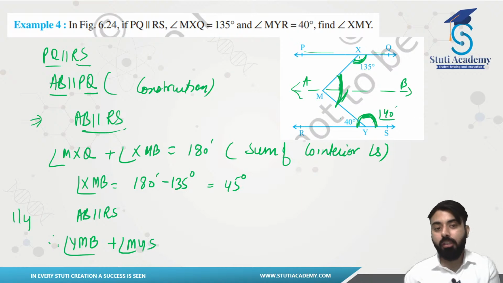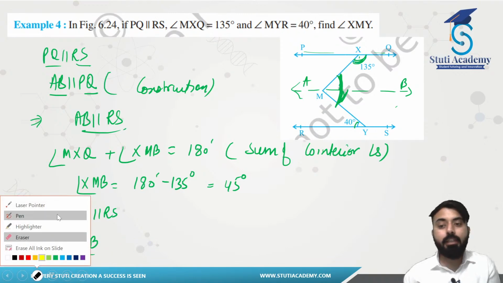So that is one way. Or we can do what? I know both of these lines are parallel, so their alternate interior angles have to be equal. If this is 40, then this one has to be 40. So we can do it like this also. So let me just erase this.